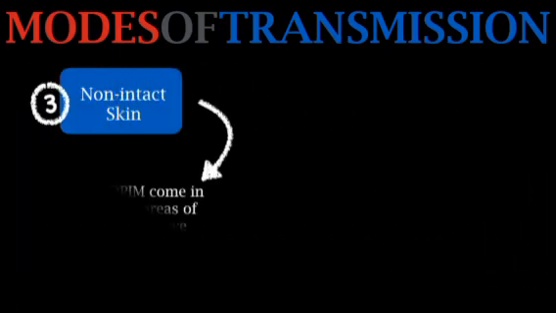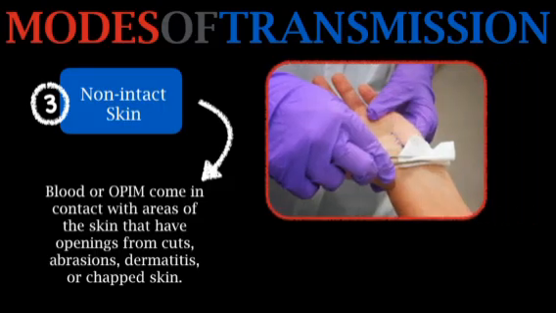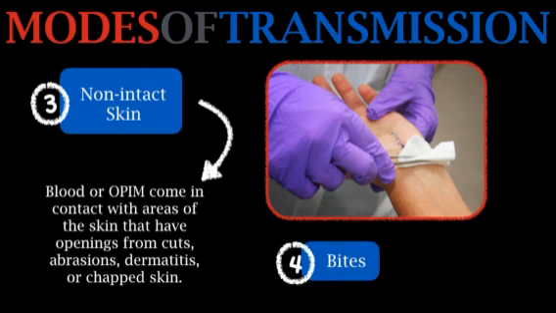3. Non-intact skin. Occurs when blood or OPIM comes in contact with areas of the skin that have openings from cuts, abrasions, dermatitis, or chapped skin. 4. A bite. Although uncommon, this is also a possible mode of transmission in the healthcare setting.